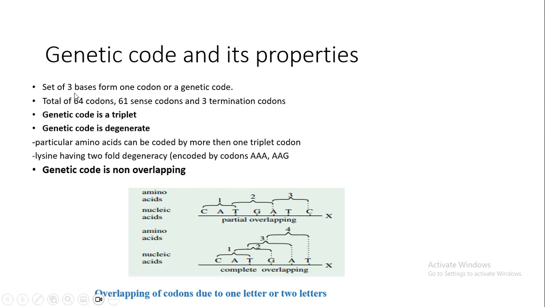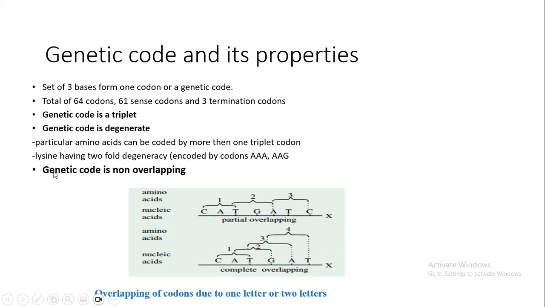Out of these 64 codons, 61 codons are sense codons, and 3 codons are known as termination codons. Next property of genetic code is that it is a triplet, that is, it is made up of 3 bases. Next, it is degenerate in nature. This means that a particular amino acid can be encoded by more than one triplet codon. For example, in case of lysine, we have 2-fold degeneracy as it is encoded by 2 codons, AAA and AAG.